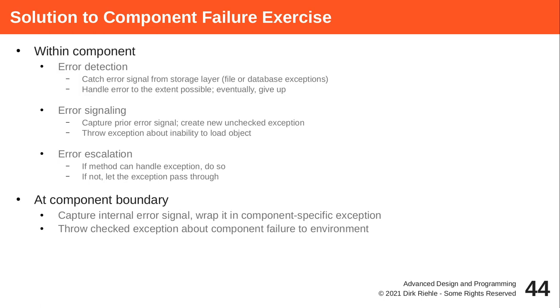You catch the error, perhaps from the storage layer, maybe something like the file is corrupt or the database keeps resetting the connection, what have you, and you try to perhaps handle the error in place, but you couldn't, and that's when the error goes from latent to manifest, and you switch to signaling. So you capture all the error information and with good Java programming would put it into an unchecked exception object that you throw to your client. So you signal the error by way of exception, throwing an unchecked exception.